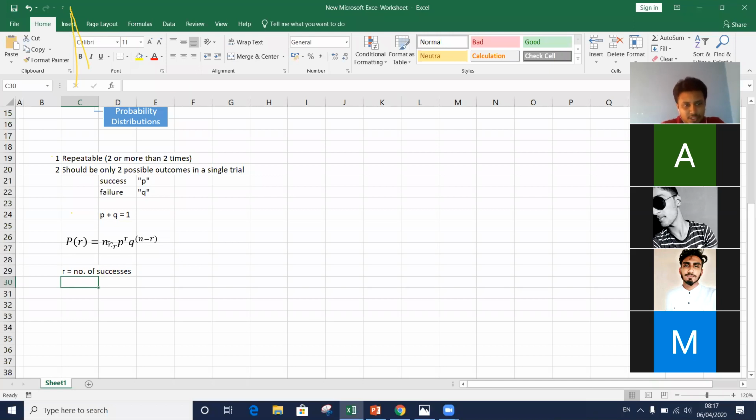Here, what do you mean by this N? N කියලා කියන්නේ මොකක් වෙන්නේ නැද්ද? Number of trials. අපි ඔය experiment එක කීවතාවක් කරනවද කියන එක. Number of trials should be our N value, right? NCR, R means number of success.